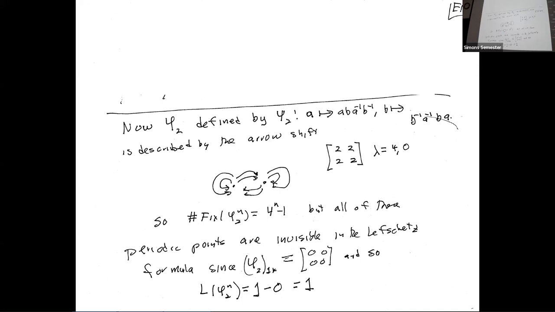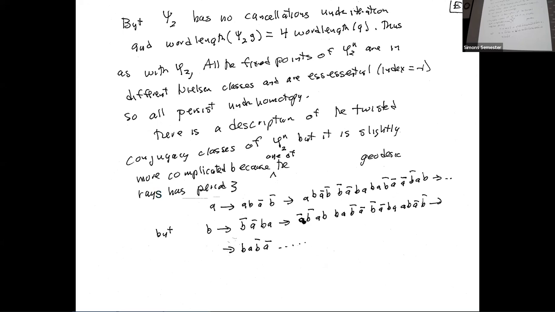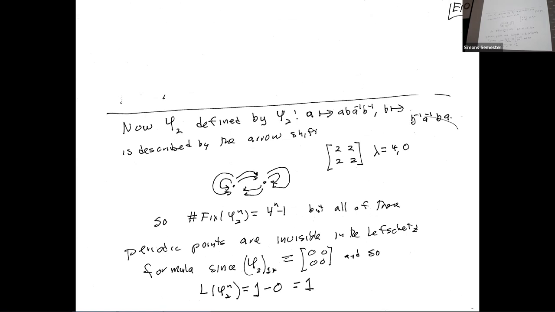Okay, so once again, same game. Because of the nice action on pi one, you get expansion in the cover by a uniform factor. All the fixed points are in different Nielsen classes. They're all essential. They all persist under homotopy. Lefschetz tells you that there's one fixed point of all in all iterates, and Nielsen theory tells you that there are 4 to the n minus 1 periodic points, and their periods are the same as our model map, and are the same as can be computed from the transition matrix. This was thrown in here just to show you Lefschetz tells you virtually nothing. Nielsen theory tells you everything.